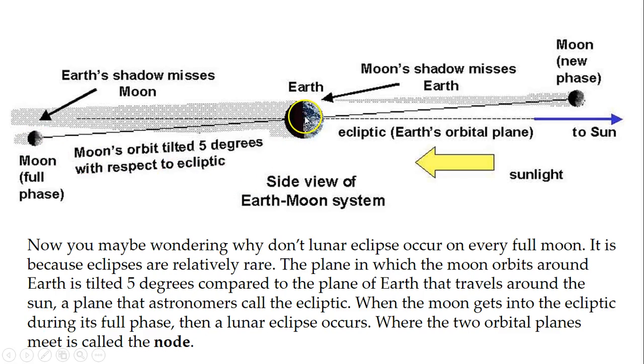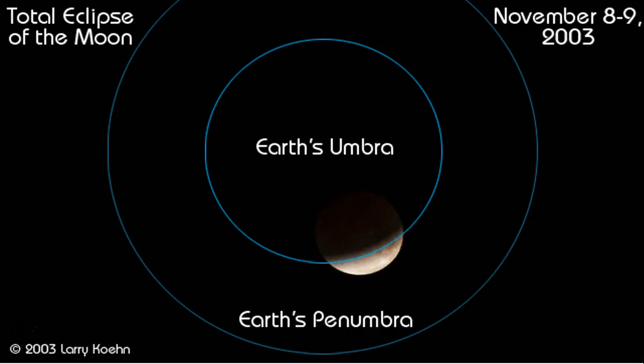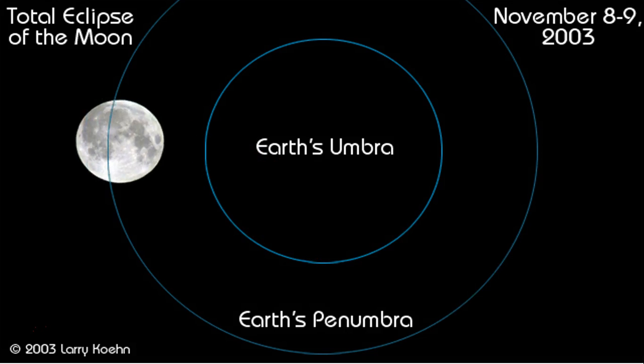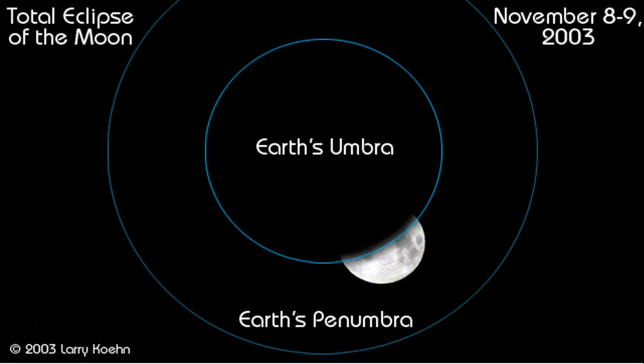Now, whenever the moon is located where those two planes intersect, that intersection is called the node, and that's what I'm pointing to right here. So if you have it in full or new moon phase and it's on the node, then you are going to get an eclipse to occur. This diagram is showing where the moon actually passes through the umbra.